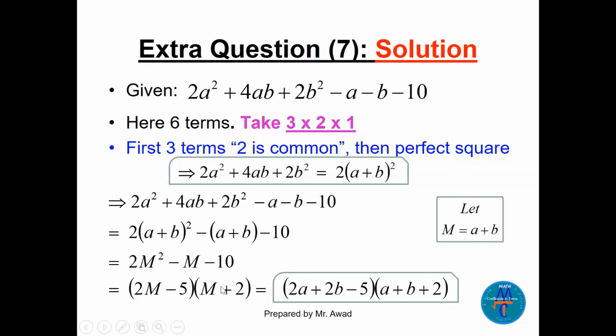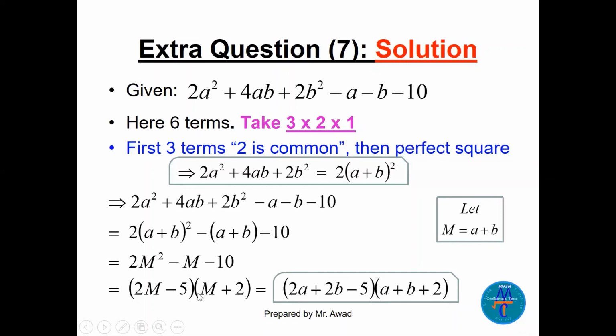You have to check the signs. You cannot put plus 5 minus 2 because you have to check it. Let's check it together. 2m and m is 2m squared. That's 4m, minus 5 becomes minus m. Minus 5 plus 2 is minus 10. But remember, you cannot stop here. Why you cannot stop here? Because the question has no m.